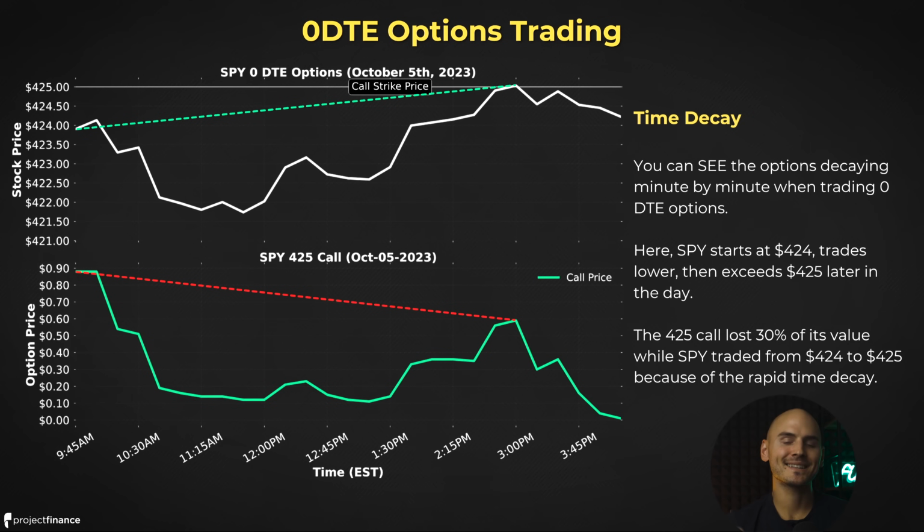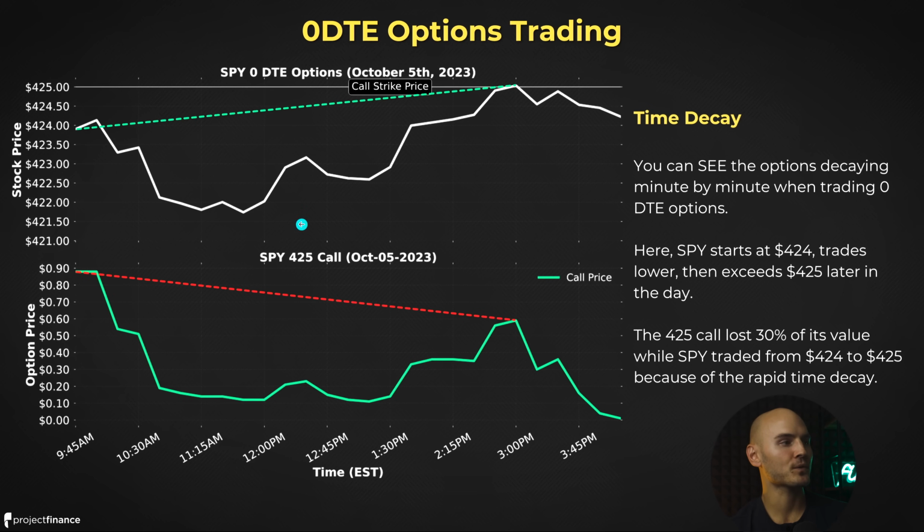The next thing I want to talk about is time decay. And since we're trading options with literally hours until they expire, you can see the options decaying minute by minute when you're trading these options. And here's a good example of how you can be right directionally on a trade, but you can lose money because you just don't have enough time for things to work out, and the decay is just overwhelming your position.